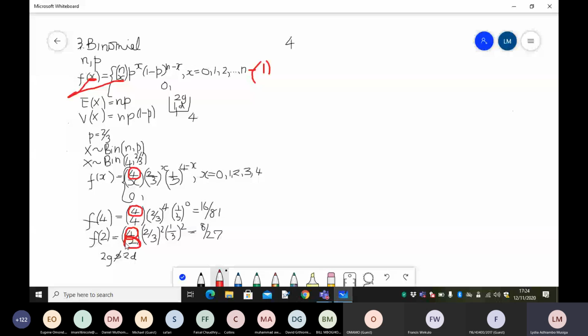So if I look for f of 2, it covers the situation where we have 2 good ones and 2 bad ones. So to get 2 good and 2 bad, simply look for f of 2, where 2 of them will be good and the other 2 will be bad.